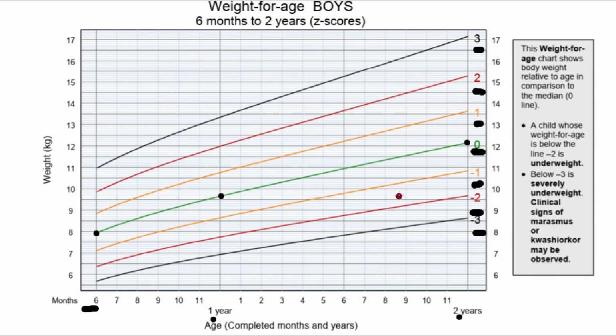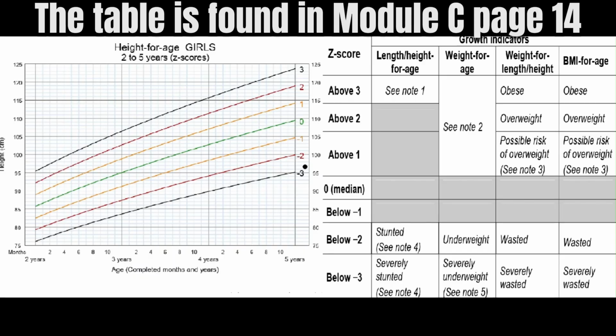Usually, a point that is plotted above z-score 1 or below z-score -1 indicates a risk towards a growth problem. A point above z-score 2 or below z-score -2 usually means there is a growth problem. A point above z-score 3 or below z-score -3 will usually mean the growth problem is severe. This table right here is something that will prove very useful until you are able to remember what each indicator identifies. The grids, which are colored gray, mean a point plotted in these ranges is considered normal.